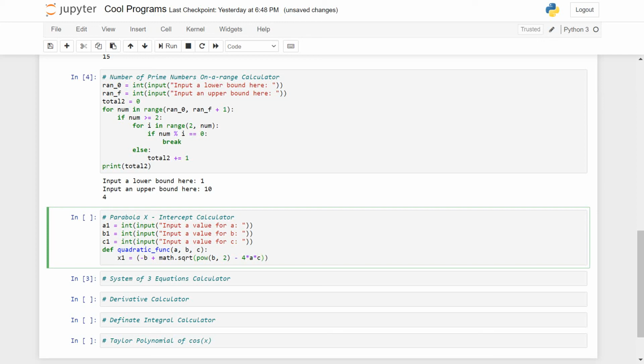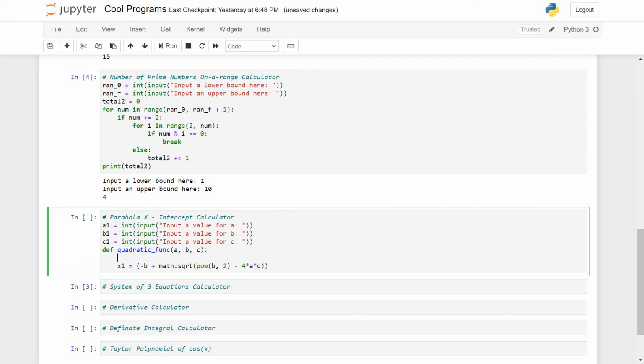And just to make this a little cleaner, we'll just set d equals b squared minus 4ac, and then we'll keep d in here, right? That should simplify things and make it easier to read. Okay. Plus math.sqrt of d, and then all over 2 times a, right, b squared minus 4ac, okay.